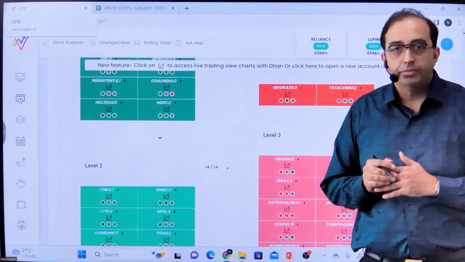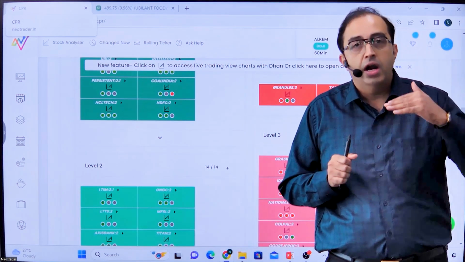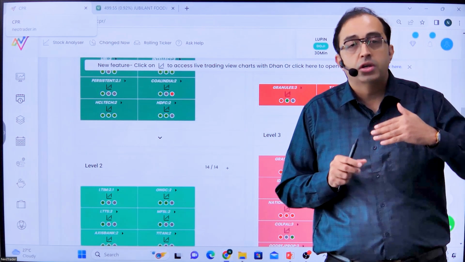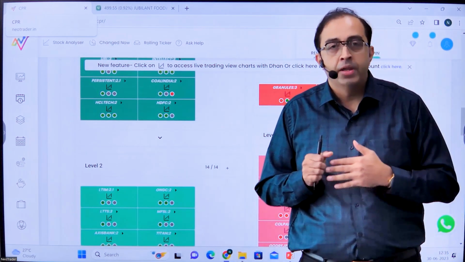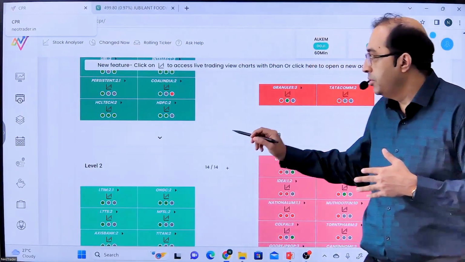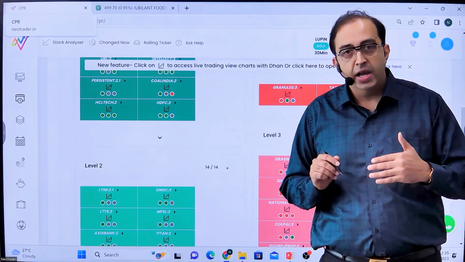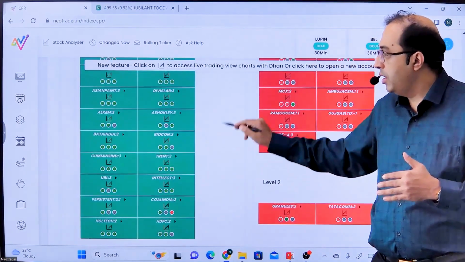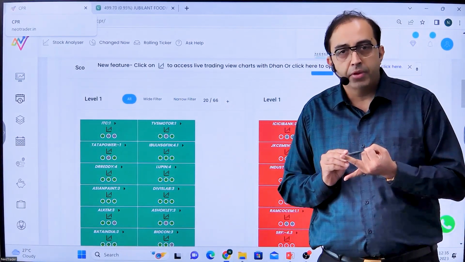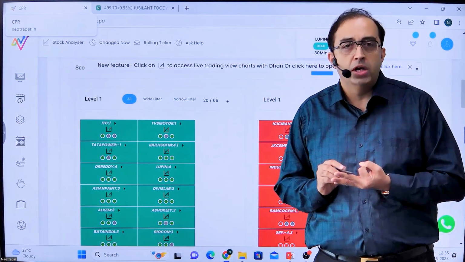Now we have applied additional levels of filtration. What we are doing is ensuring that you get better quality. So we are seeing, has the price crossed the previous day's high? If it has crossed the previous day's high, then it comes into level 2. Then if it has crossed the previous day's high, and if it has crossed even R1, then it is coming into level 1.